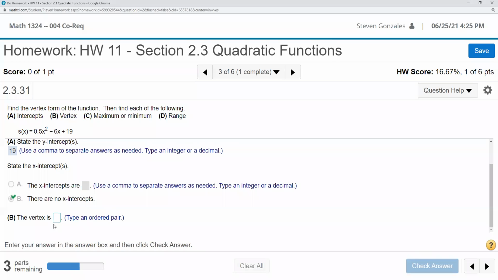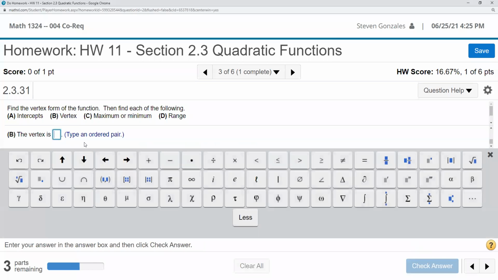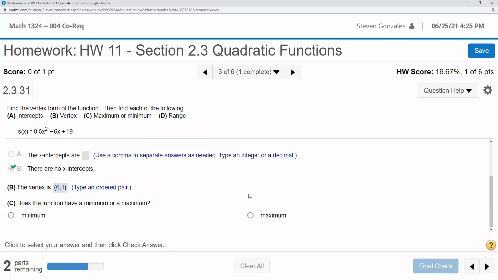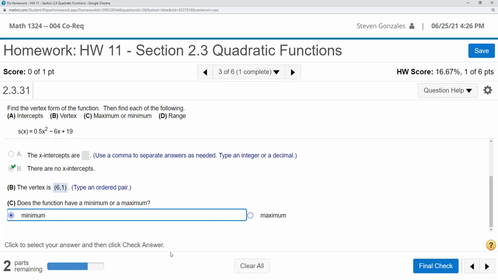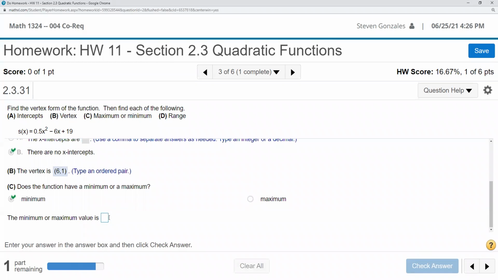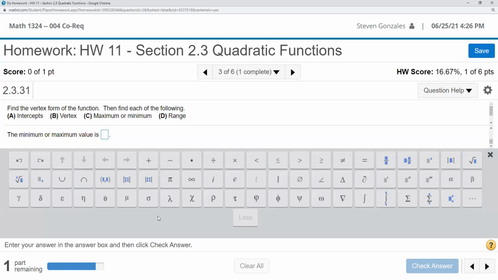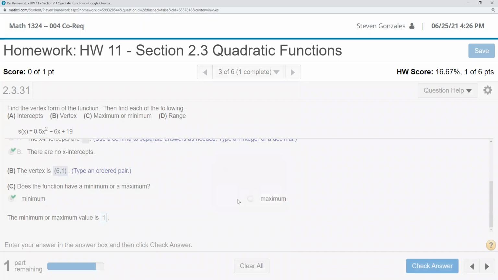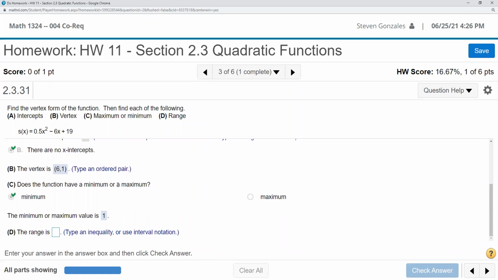Yes. The vertex, going back to the vertex form, according to what I saw, is going to be 6, 1. Excellent. Now, a lot of other things in this problem are going to be conceptual. We've already looked at the graph and saw that because A is positive, this is a minimum. And then you're going to use the minimum value, and it's 1. And the minimum value will always be the y value of the vertex.